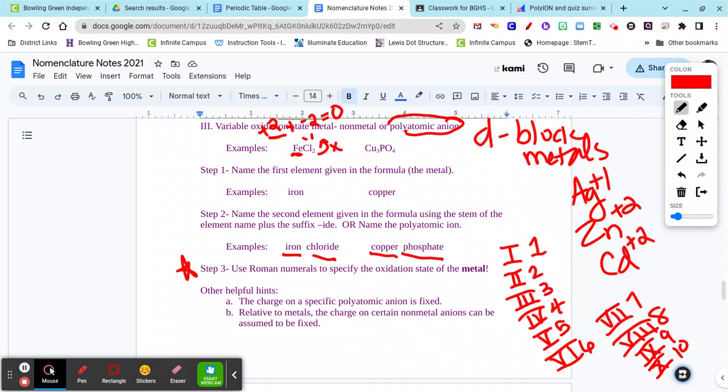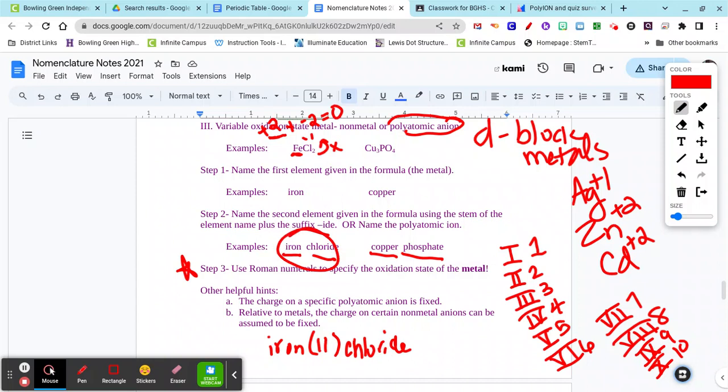So because of that, that is what I'm going to write. I'm going to write iron, and then I'm going to put in parentheses, your Roman numerals always go in parentheses, II, because that is my charge on iron, and then chloride. So that is how I would finish that first example.